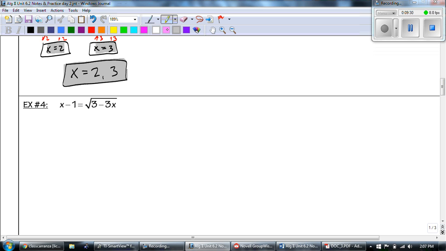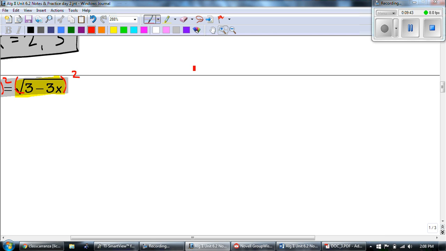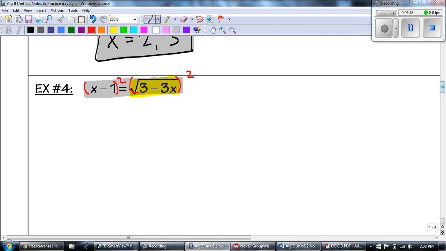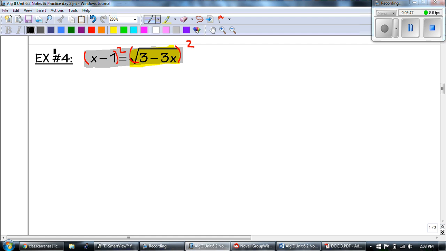Okay? So here we go. Here's our equation. It's by itself, so I'm going to square both sides. Here we go as we zoom in and take care of this. So on the left side, we have x minus 1 times x minus 1, and that equals 3 minus 3x.